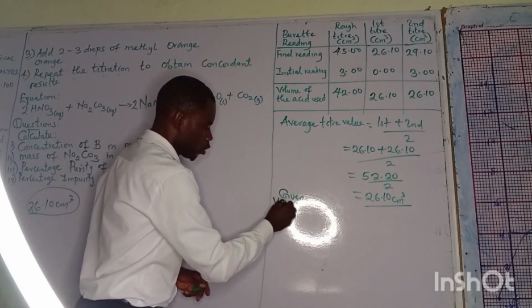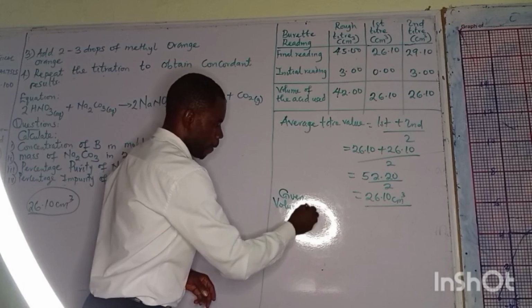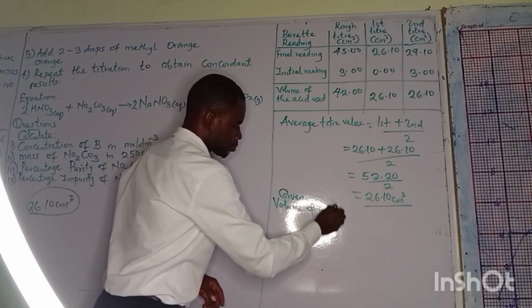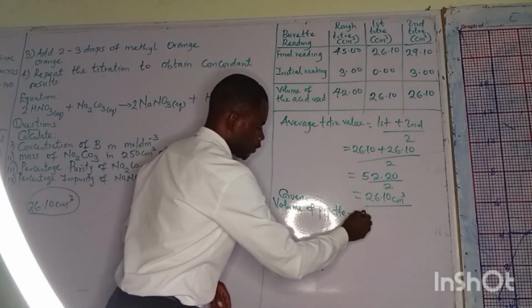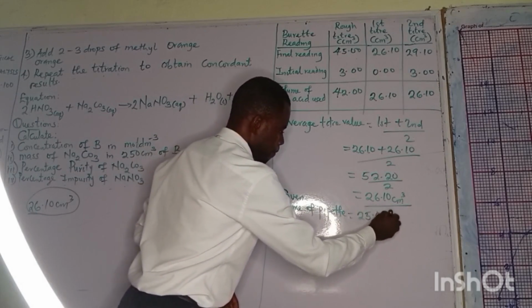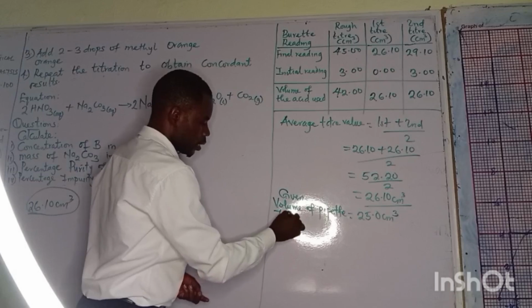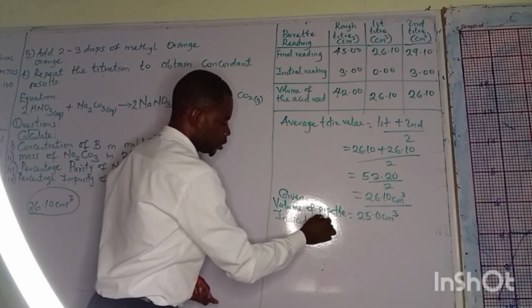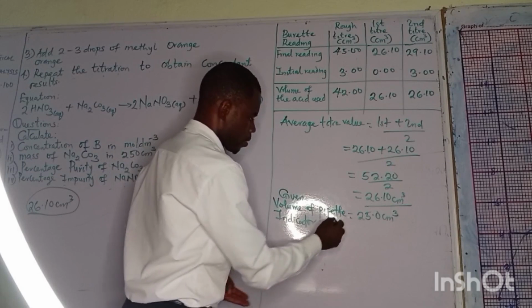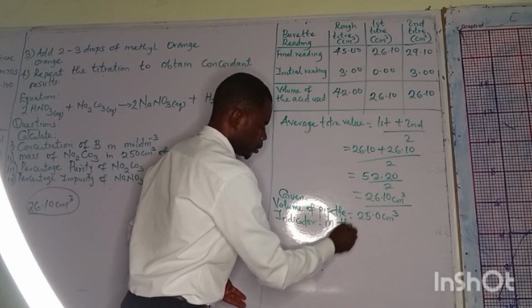Now, volume of pipette, I used 25.0 centimeter cube. My indicator, I used methyl orange. All this one, just to gather marks, I used methyl orange.